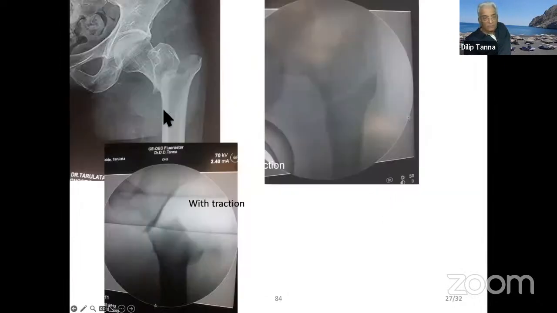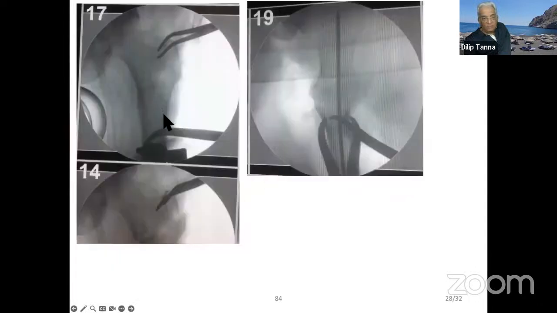Now this is the one with the traction, as you can see, it has not come. So you will need the open reduction, hold the fragment here, hold the fragment there, and put in the guide wire and put the DHS. All these fractures, I feel, where you had a problem in reduction, DHS is a better option there. These are mainly two-part fractures. These are not comminuted fractures. And this is the one where the fragments are flexed, abducted, and externally rotated.